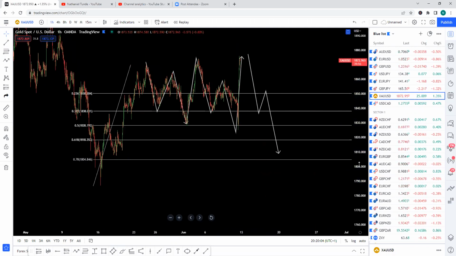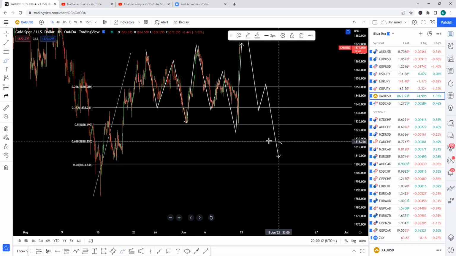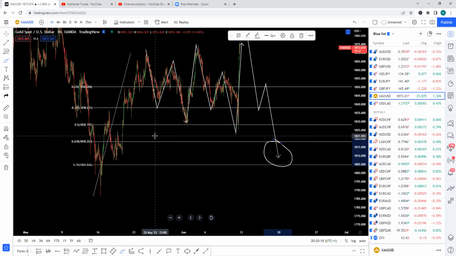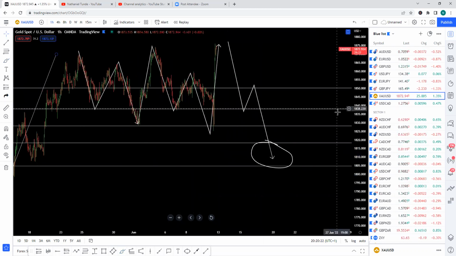And in this case, I will now target the 78% retracement. That's what I will target. This is between 61.8 and 78. That's the level that will make sense for this kind of structure. Yeah, that's where we make structural sense.